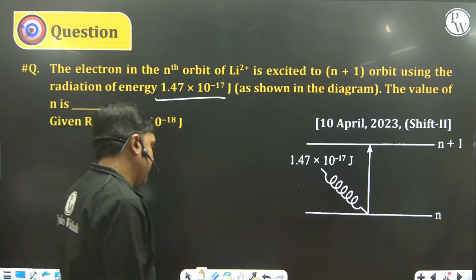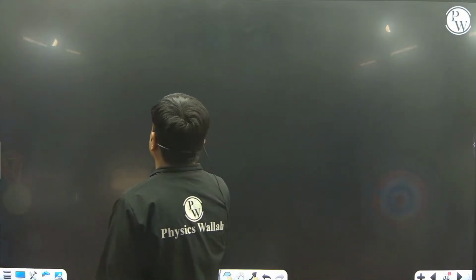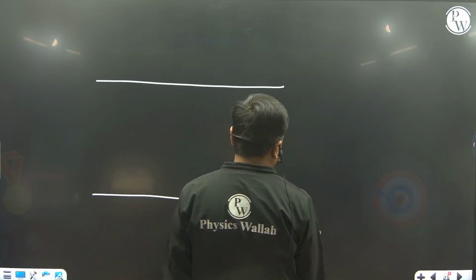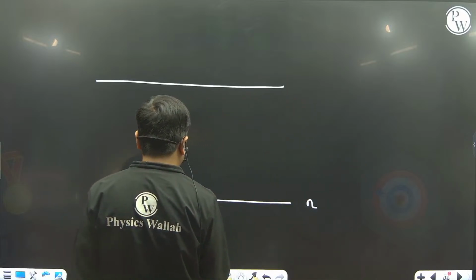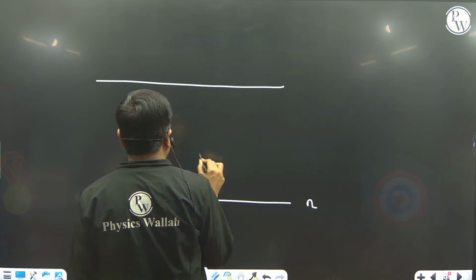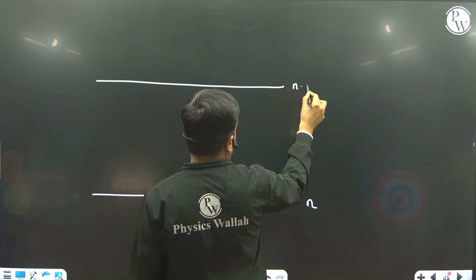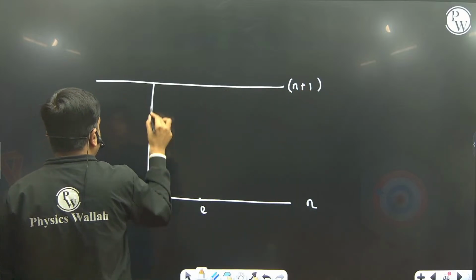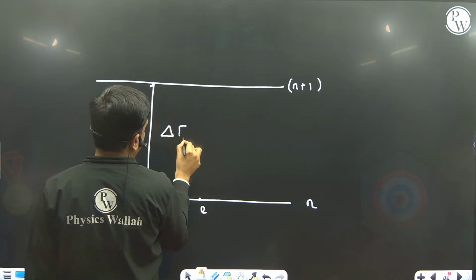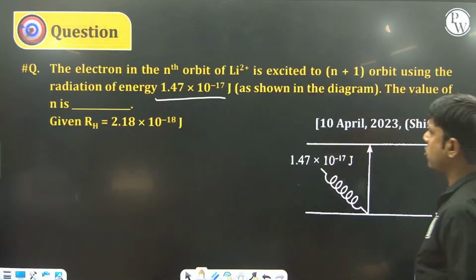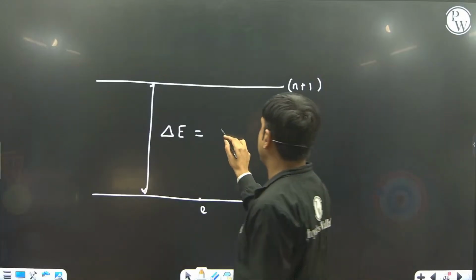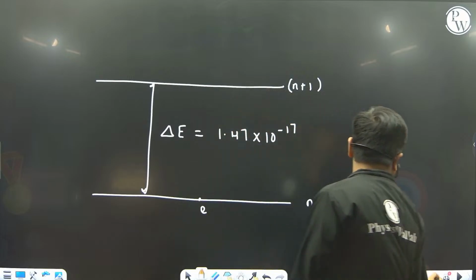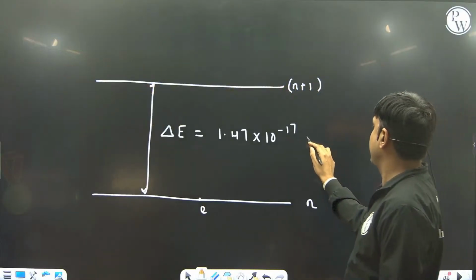Okay, so let's start. Here, electron is initially present in the nth orbit. Now it's switching to n plus 1th orbit, and for this we are providing a necessary energy of delta E, which is the energy required, and it is how much? 1.47 into 10 raised to the power minus 17 joules, right?